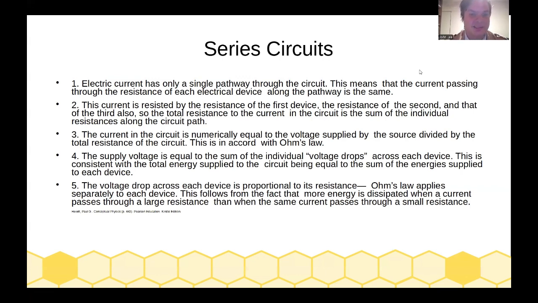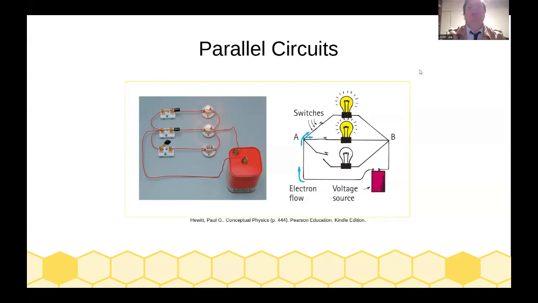The supply voltage is equal to the sum of the individual voltage drops across each device. This is consistent with the total energy supplied to the circuit being equal to the sum of energies supplied to each device. The voltage drop across each device is proportional to its resistance. Ohm's law applies separately to each device. This follows from the fact that more energy is dissipated when a current passes through a large resistance than when the same current passes through a small resistance.